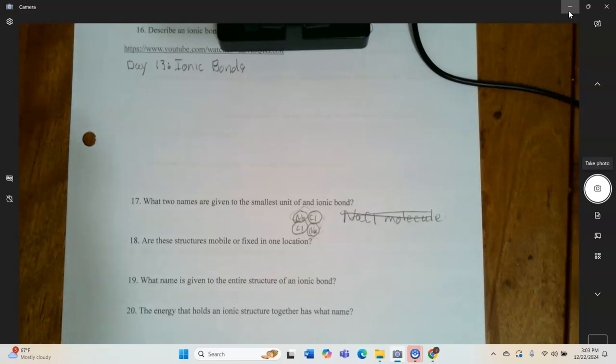It's all the better. Number 20, the energy that holds an ionic structure together has what name? And that's called lattice energy. So what's holding the Na to the Cl, and remember, it's not being held to one Cl, it's being held to Cls on all sides of it, all four sides, and then front and back as well. So 6 different sides. That sodium is being held to a chlorine, and the same is true of a chlorine. It's being held to sodiums on 6 different sides. Okay, and that energy is called lattice energy.